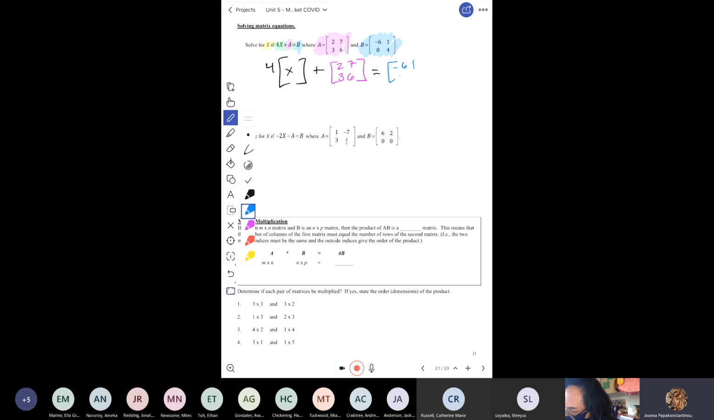Now, at this point, do you know what the dimensions, the order of matrix X is? You don't? X has to be a 2 by 2 matrix or else I wouldn't be able to add those matrices together, right? So good. Now, I'm going to approach this like I would solve any equation. I'm going to try to isolate the X the best that I can. So what do you think you might want to do first?